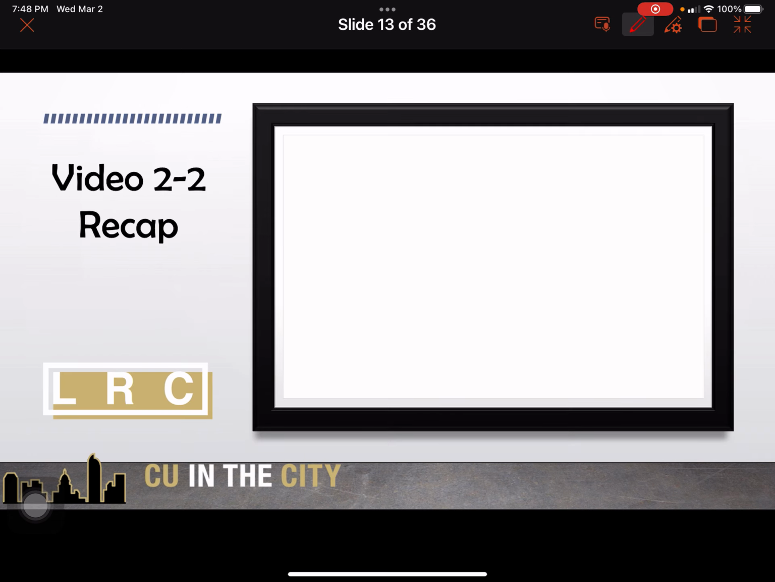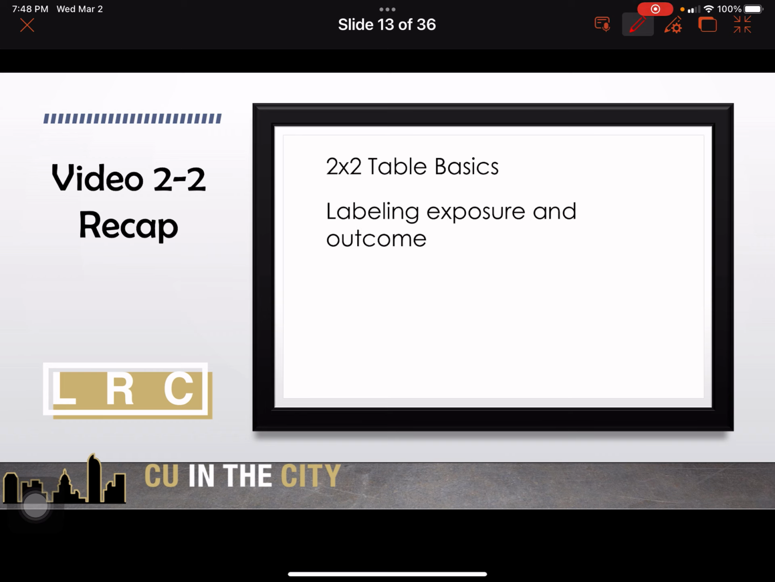So to recap video 2 in our 2x2 table series, we learned the basics of 2x2 tables, how to label them and what each cell means, and the importance of adding row and column totals. We also practiced filling out a 2x2 table using a limited amount of information. Please now continue to video 3, where we will discuss incident rates and rate ratios.